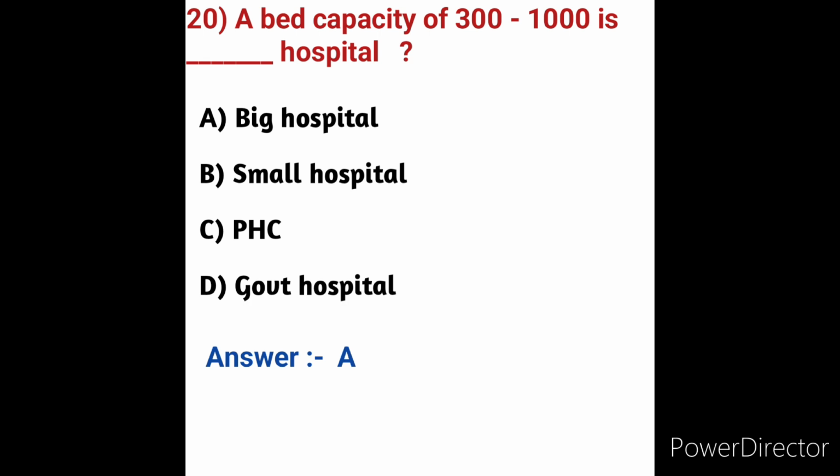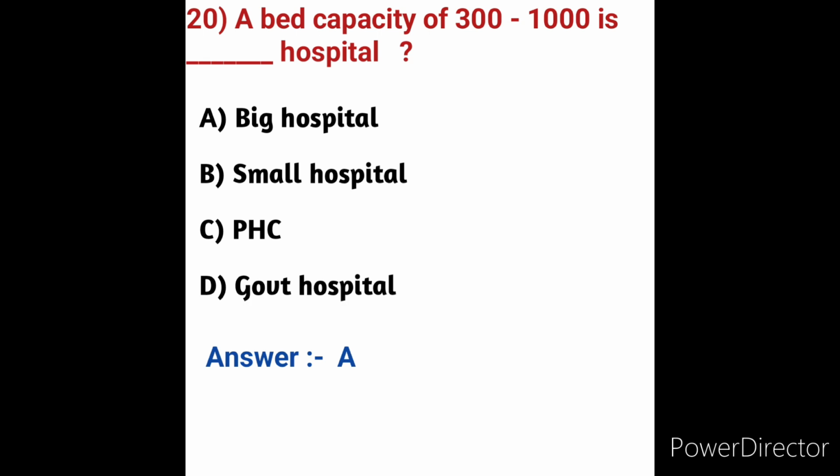Small hospital means about 100 beds. If a hospital has 100 beds, it is called a small hospital. A medium hospital contains between 100 and 499 beds. A large hospital means 500 or more beds. Here a bed capacity of 300 to 1000 beds is a large hospital. Option A is the correct answer.